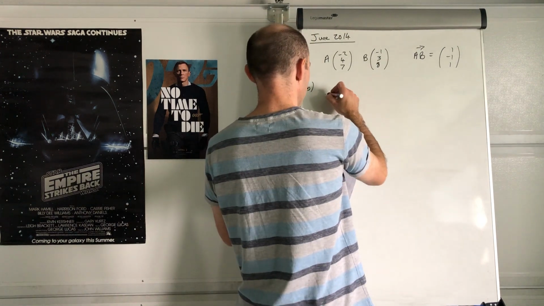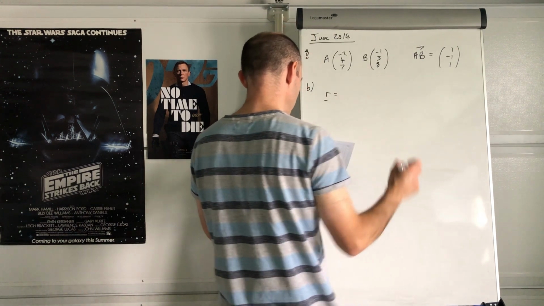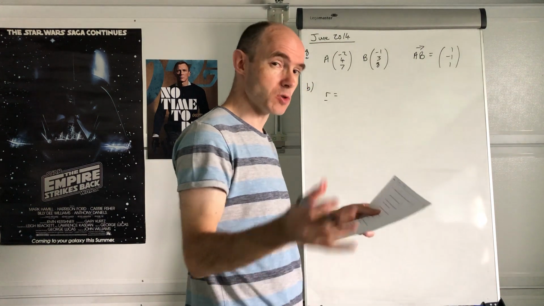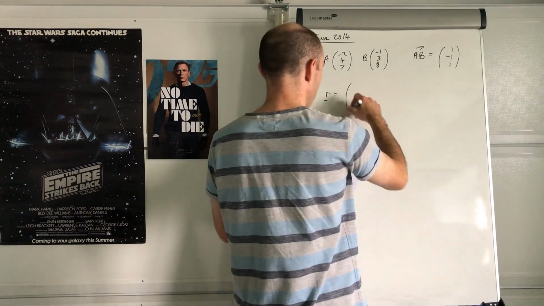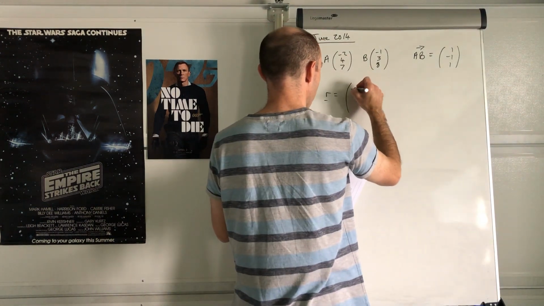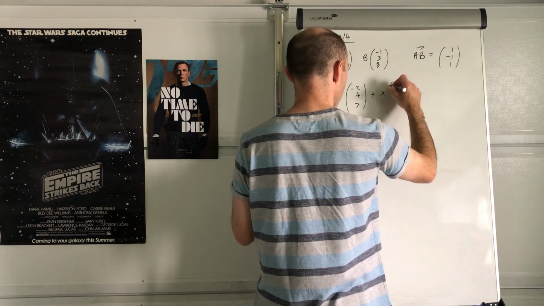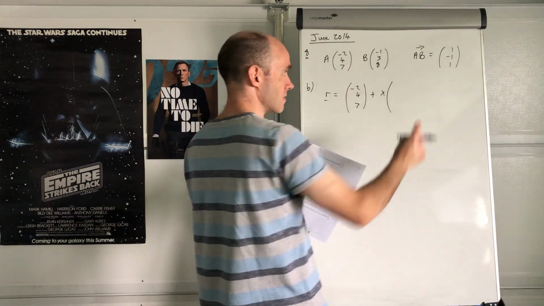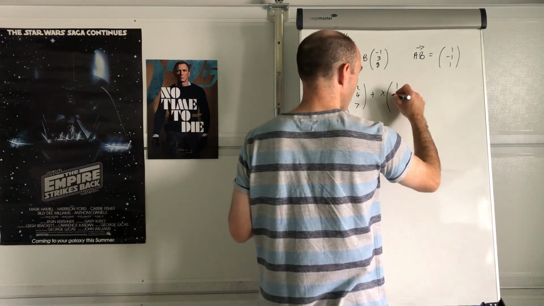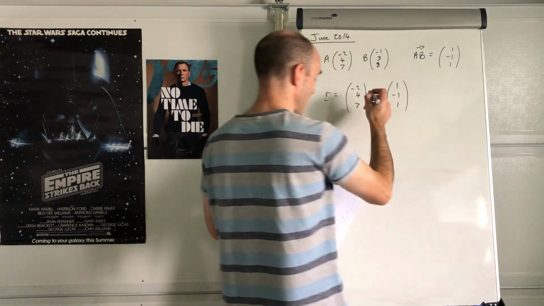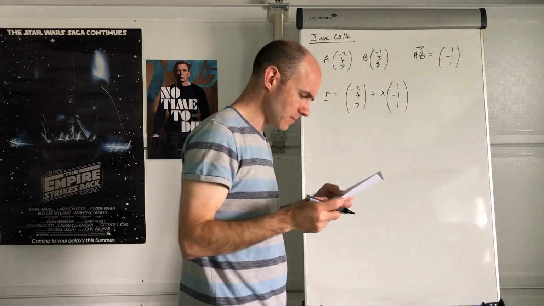Okay, so the line L1 goes through points A and B, so choose either of those points for your position vector. So I'm going to go for that one: -2, 4, 7. And then what you need is lambda times your direction vector. The direction vector is AB, so it's that 1, -1, 1. So that's it. That's part B done.